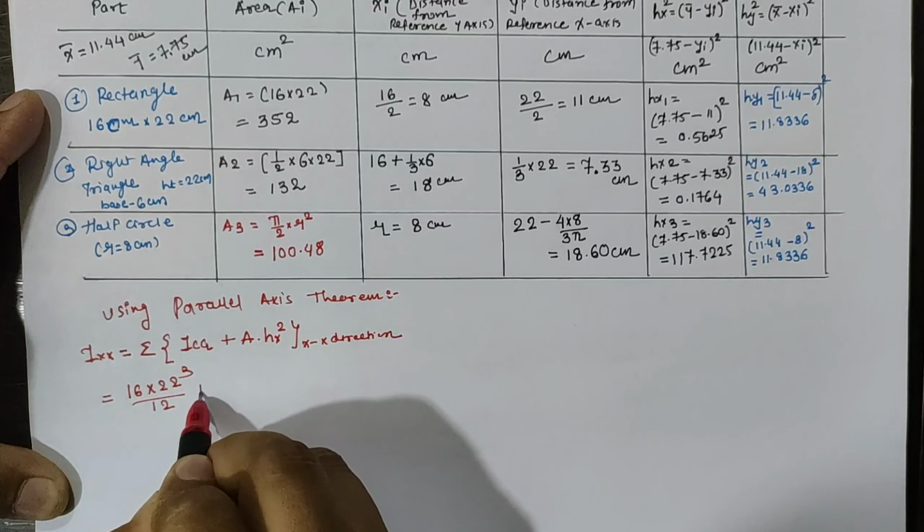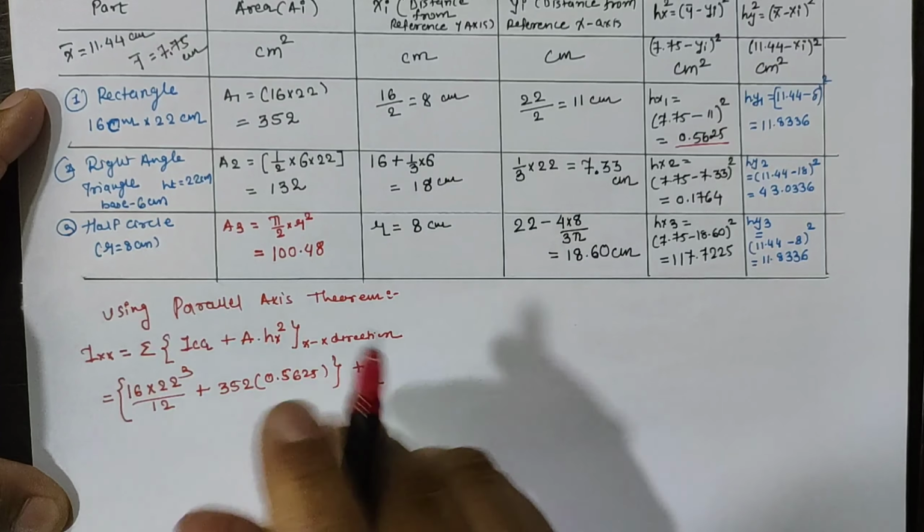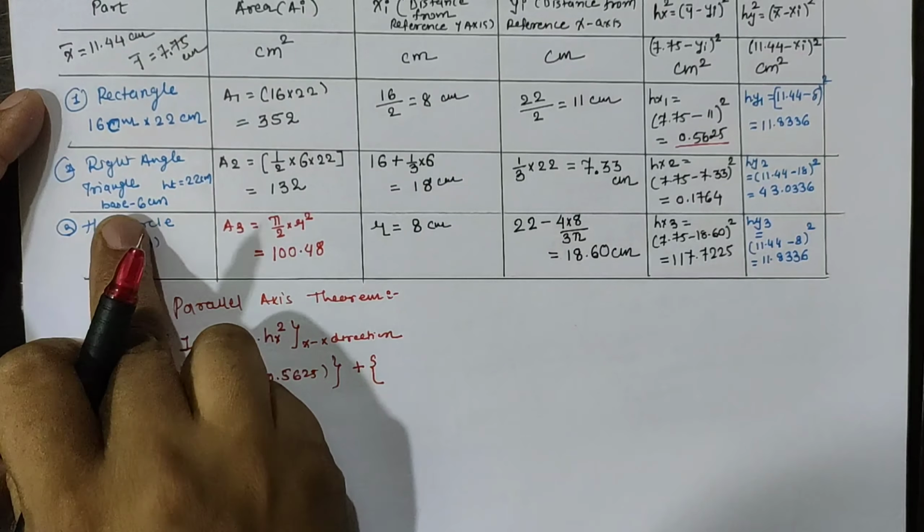Now algebraic summation means we have to take positive and negative into consideration. So for the second part, our right angle triangle, the value is bh cube by 36. So b as 6, h as 22 cube by 36 plus area as 132 into hx as 0.1764, and the third part is removed from the original section, hence it is negative.